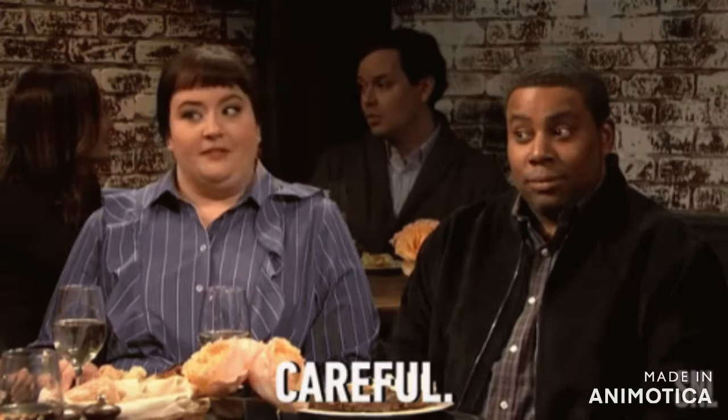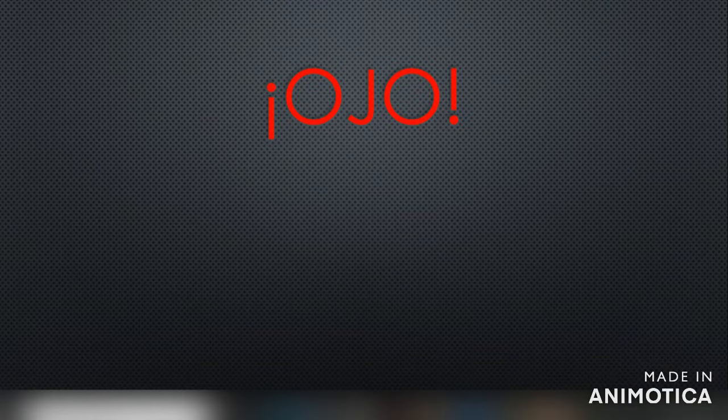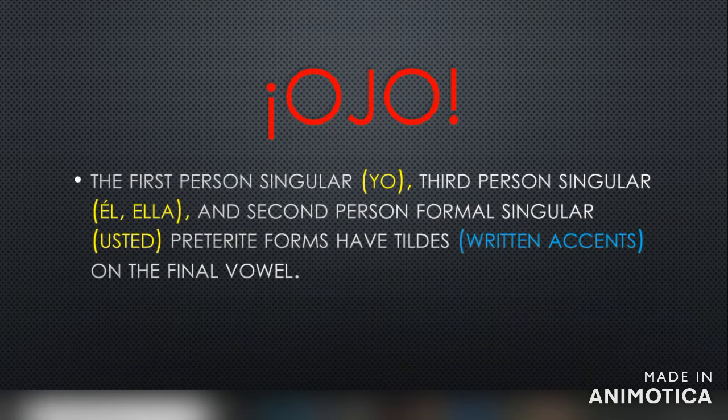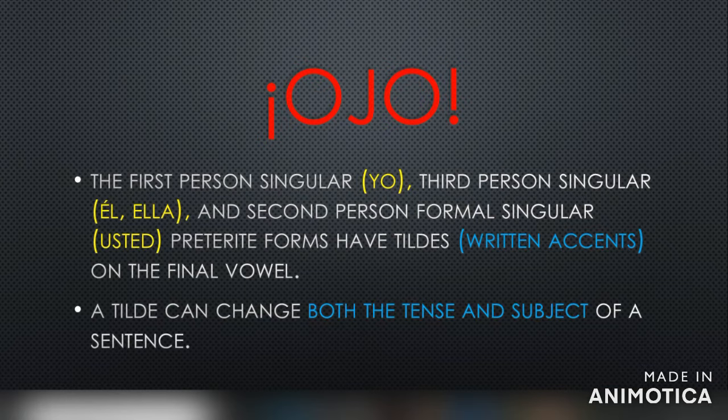Ojo. Ojo means be careful or watch out. The first person singular, yo, third person singular, él, ella, and the second person formal singular, usted, preterite forms have tildes, and tildes are written accents on the final vowel. A tilde can change both the tense and subject of a sentence. I realize that tildes are often overlooked, but we cannot allow this to happen, because it could change the entire meaning of a sentence.